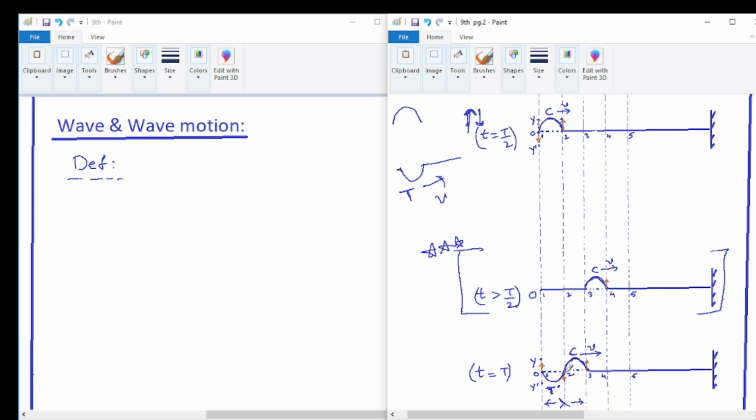Now coming back to particle 2, why is its direction shown downwards? The reason is, a little later the trough will be coming here. And how will the diagram be? This also I need not show, but I'll just show it for the sake of understanding.